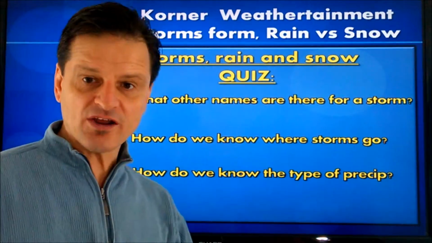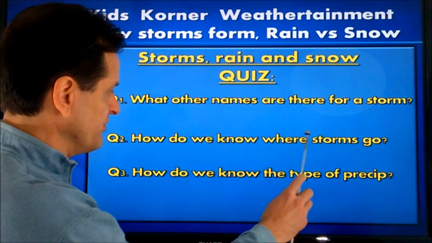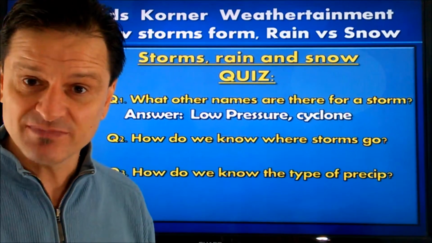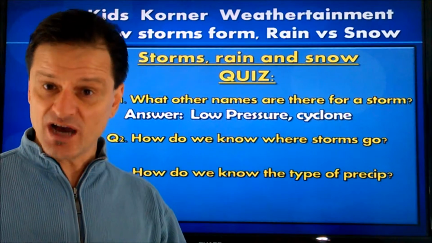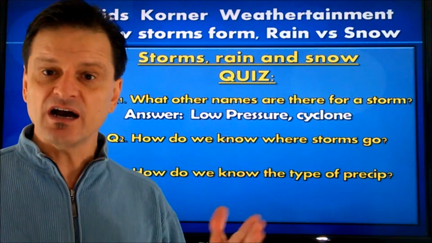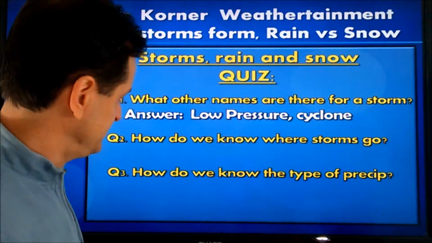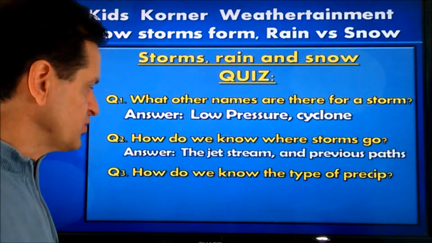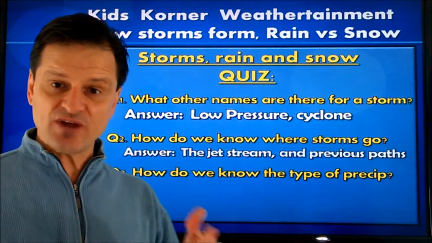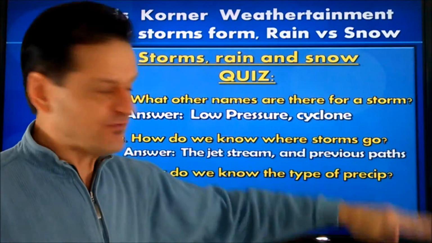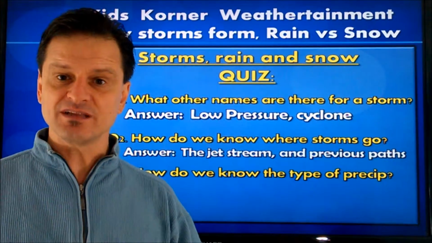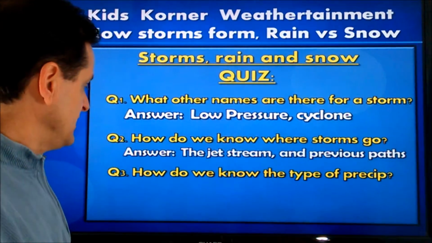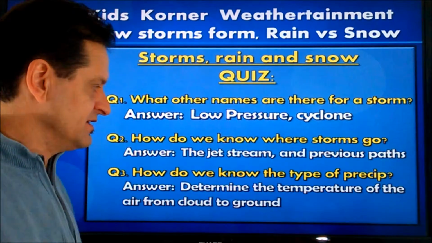Okay, what other names are there for a storm? You could call it a low pressure system or a cyclone. And the opposite can be said for a high pressure system, which brings good weather, high pressure or anticyclone. Meanwhile, question 2, how do we know where storms will go? Well, the jet stream directs their paths, and we know from watching previous storms over the last centuries where storms tend to go.